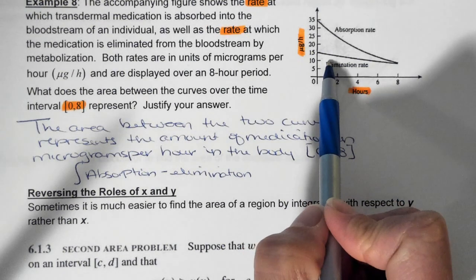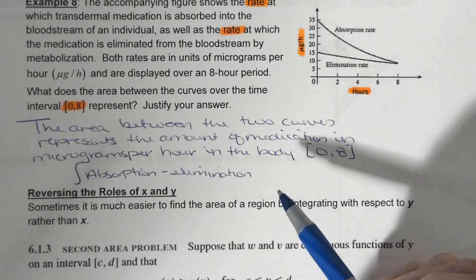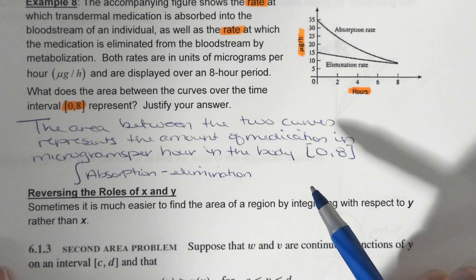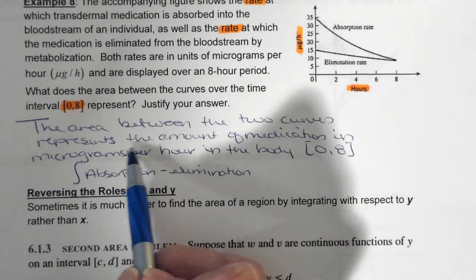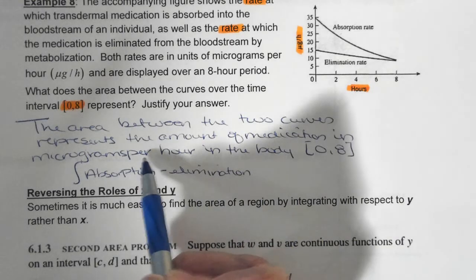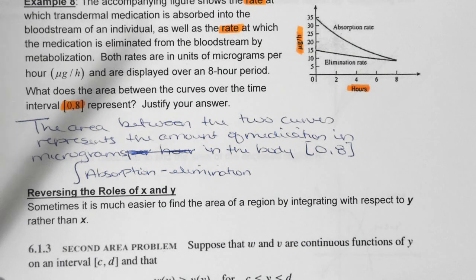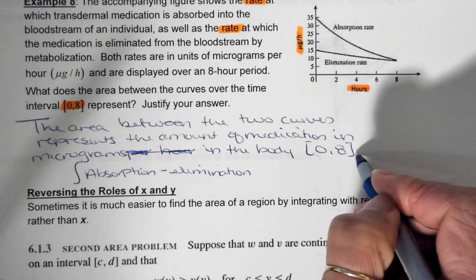bottom. Yes? Why is the unit of the medication in the bloodstream micrograms per hour and not micrograms? Did I say micrograms per hour? Yeah. It's the amount, should be in micrograms. So the area between the two curves represents the amount of medication in micrograms. Thank you. Because that's the amount of medication. Per hour would be the rate. Thank you. In the body over that time interval of 0 to 8.